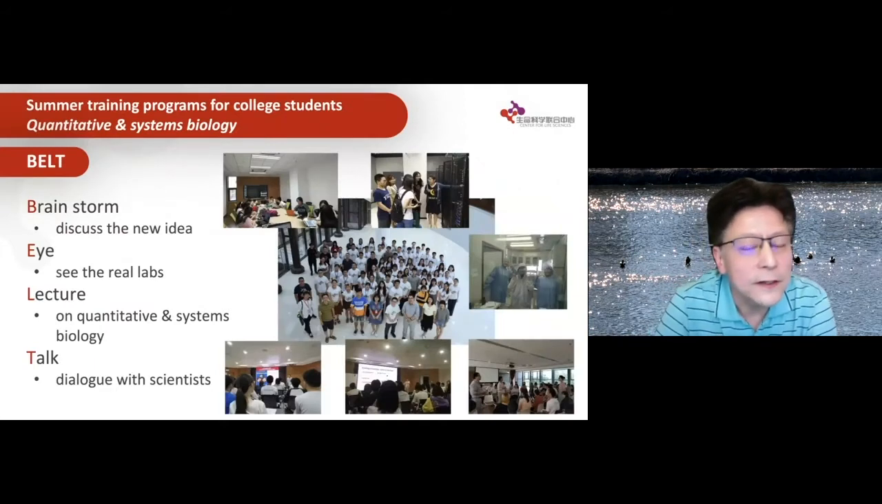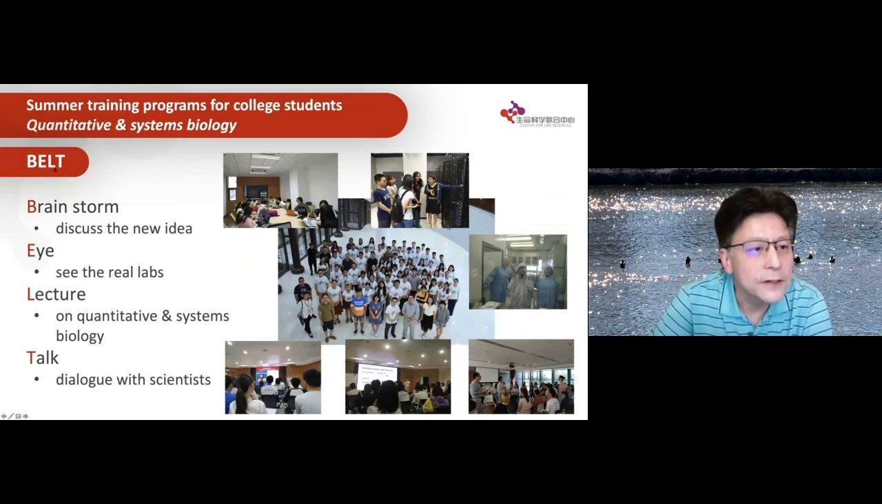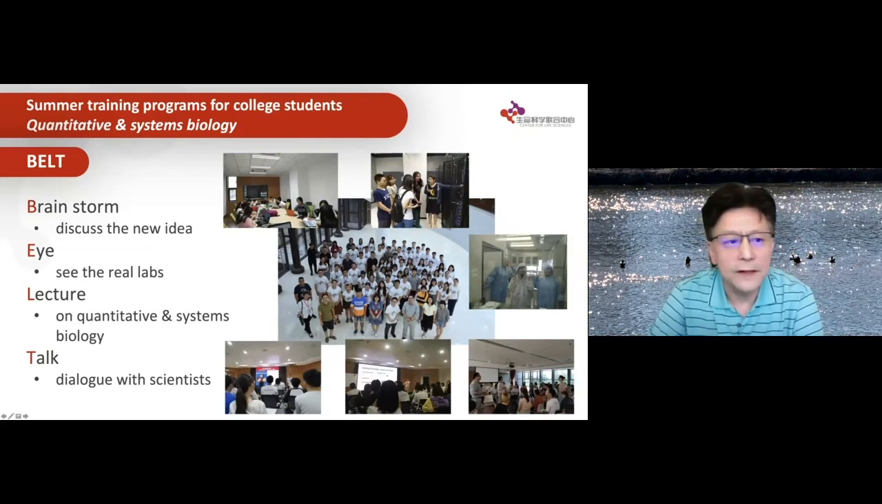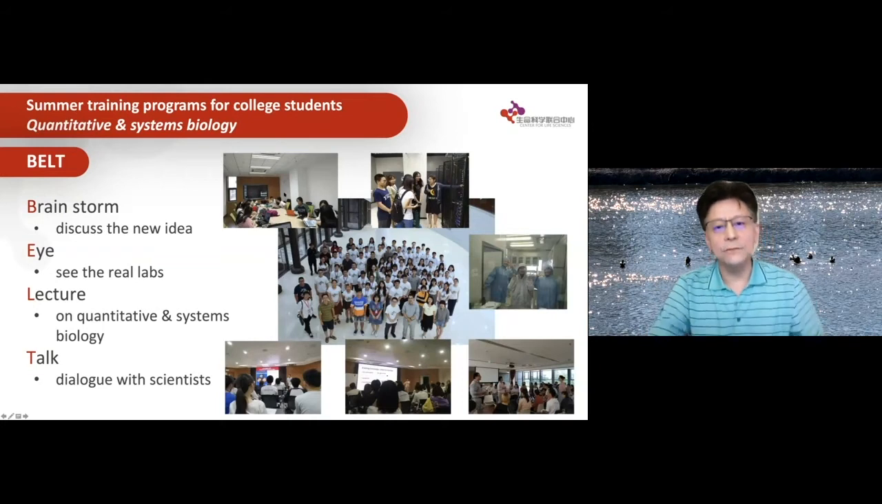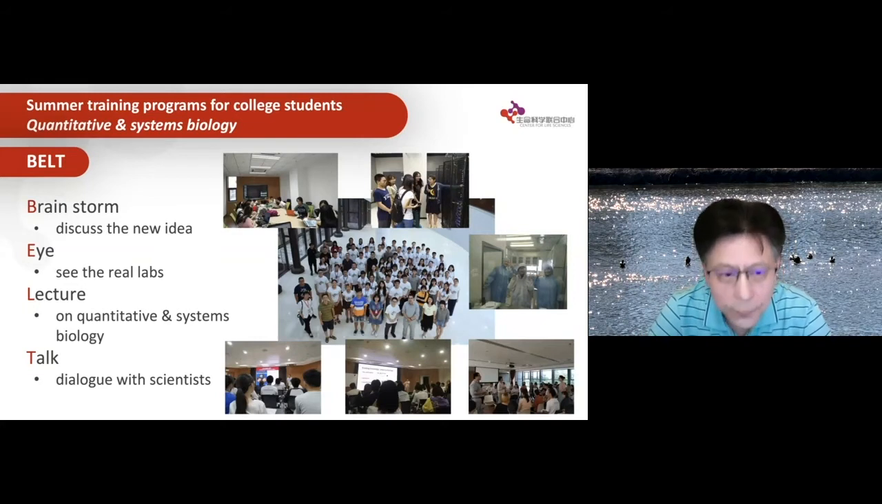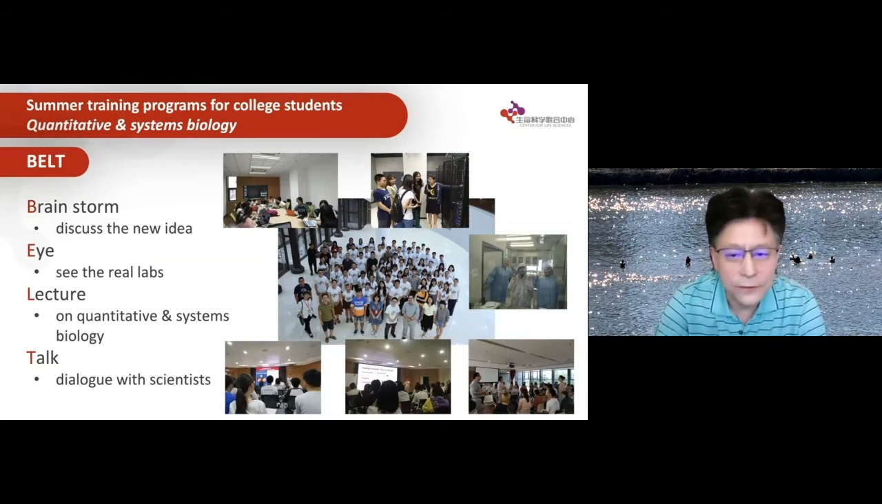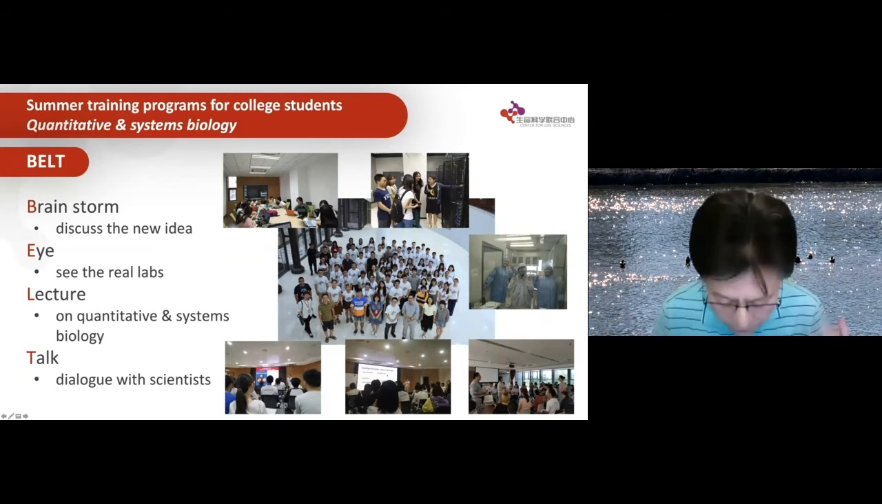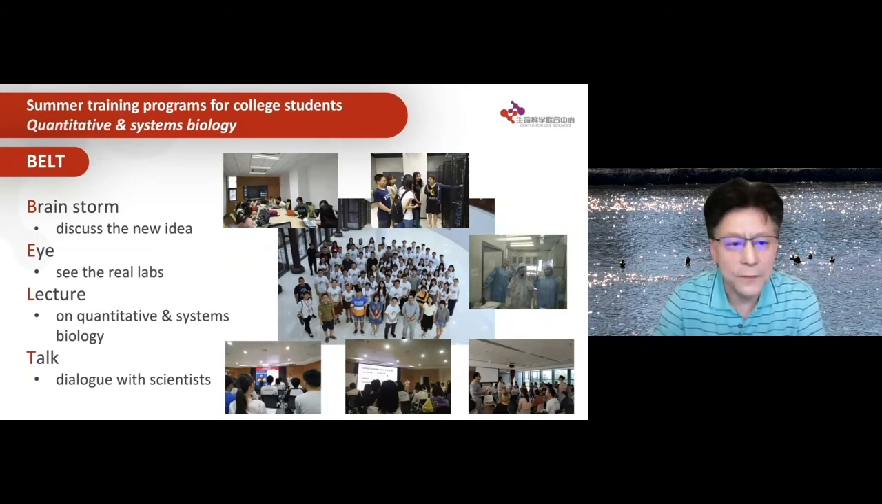And this is the program for quantitative and systems biology at summer school. Their philosophy is BELT, B-E-L-T. B, brainstorm. The students will divide up into groups and brainstorm to discuss new ideas, to try to form a project. And then they will present their projects in front of everybody, including lecturers and PIs. And then they will compete, and everybody will join the discussion, and the PIs will comment.